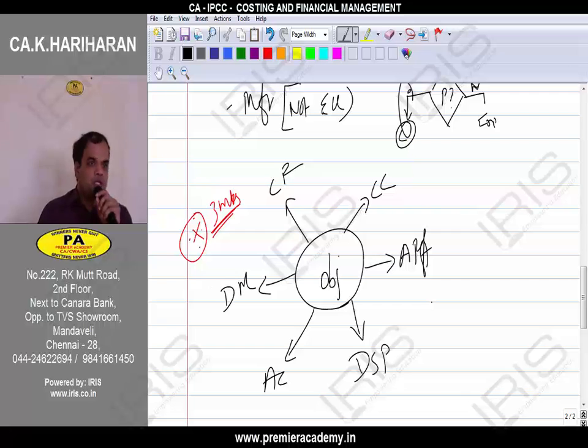Comfortable or not? So all of you repeat. What are all the objectives of costing? Ascertainment of cost, determination of selling price, ascertainment of profit on each activity, cost control, cost reduction, decision making purpose. Okay. So frequently asked important question. All of you repeat once again. These are all called what? Objectives of costing.